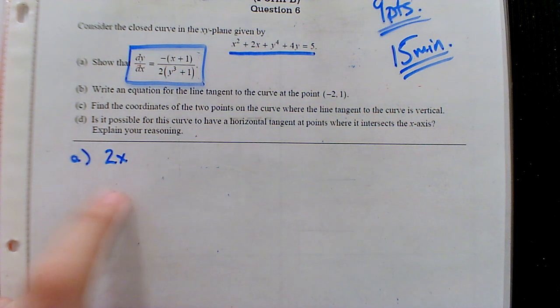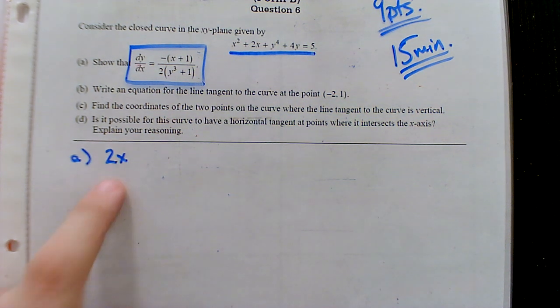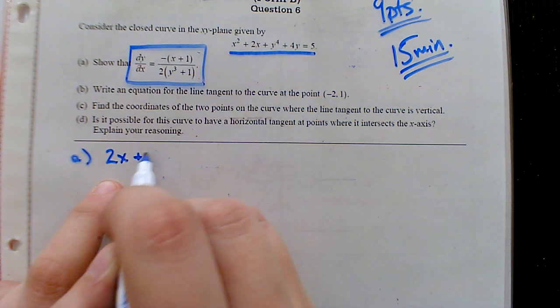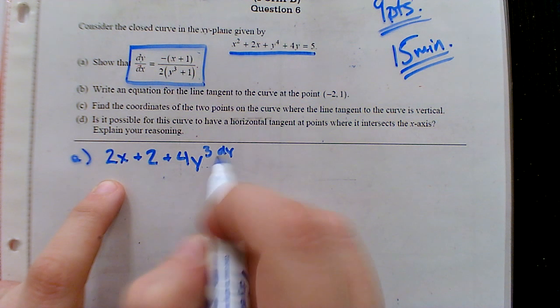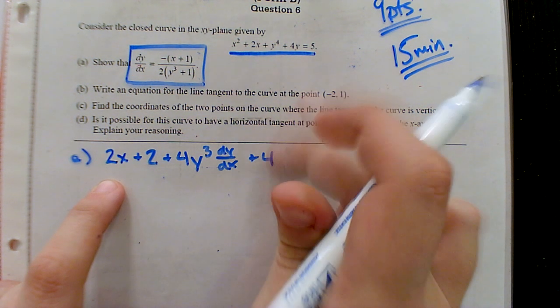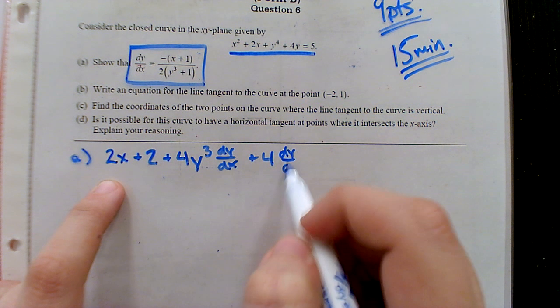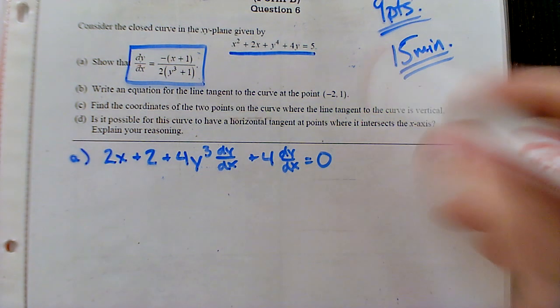Any takers? Want to try part A? What did you do? Go ahead, Dan. I got 2x plus 2 plus 4y cubed dy over dx plus 4 dy over dx equals 0. How many of you had that written on your paper? You would get 1 point just for that.